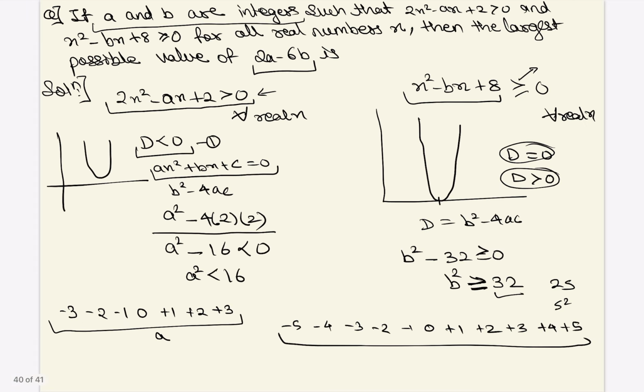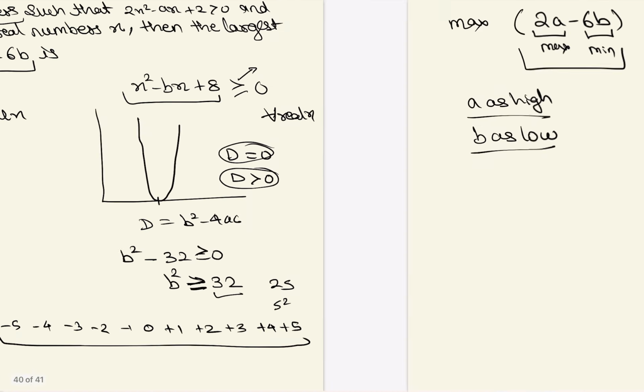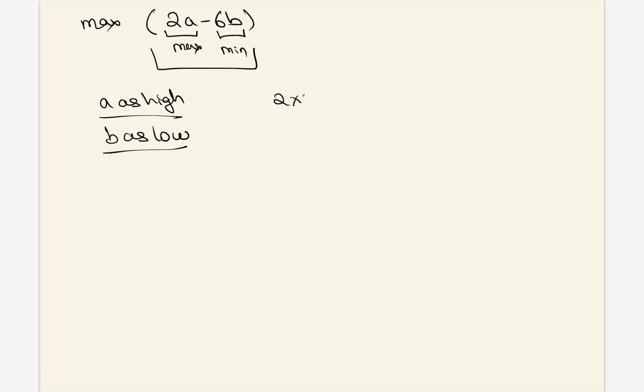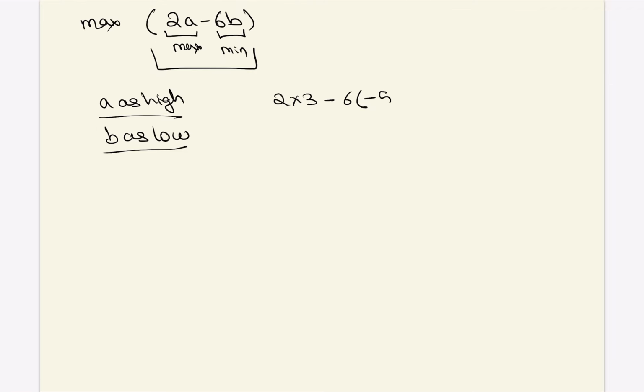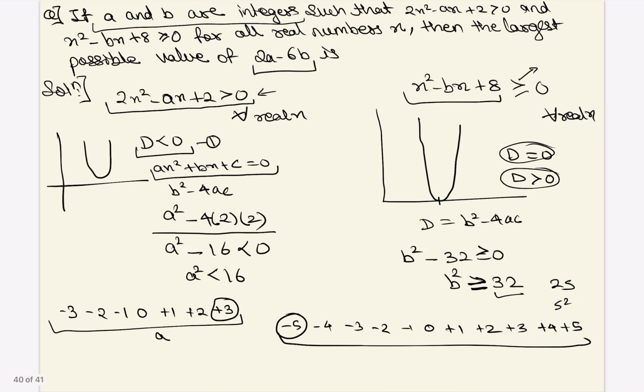So a as high as possible is 3, hence 2 into 3, minus 6 into b as low as possible, which is minus 5, hence we put minus 5. So this becomes 6 plus 30, which gives us finally 36. The answer to this question is 36.